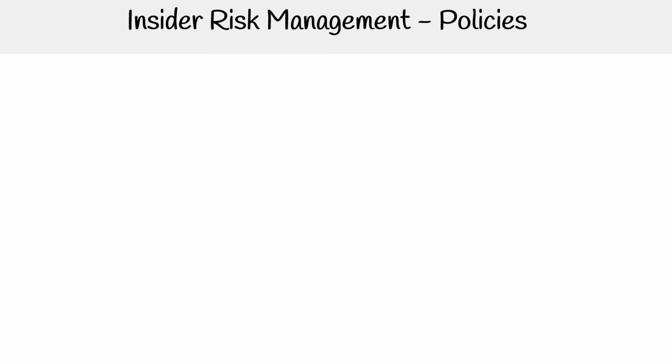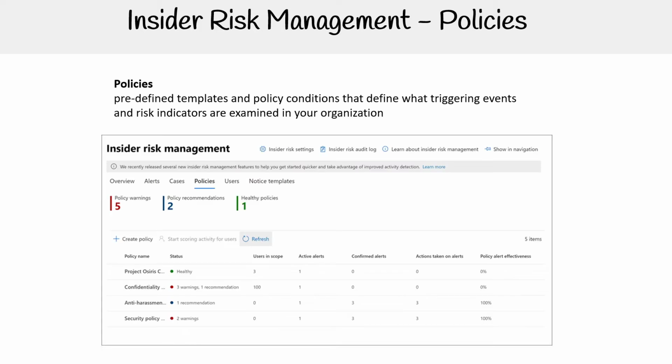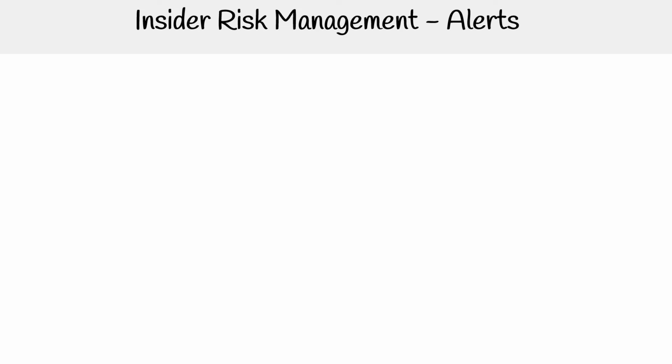First, looking at policies. So policies are predefined templates and policy conditions that define what triggering events and risk indicators are examined in your organization. So here's the page itself. You see you have warnings, recommendations, and policies, and down below are your defined policies, and we can drill down into those. Well, we'll be able to set alerts on them. That's when they're talking about triggering events. We're talking about alerts, and so that's the next step here.